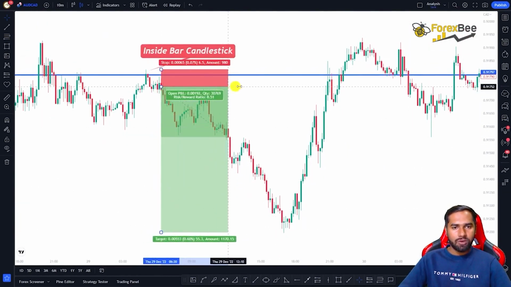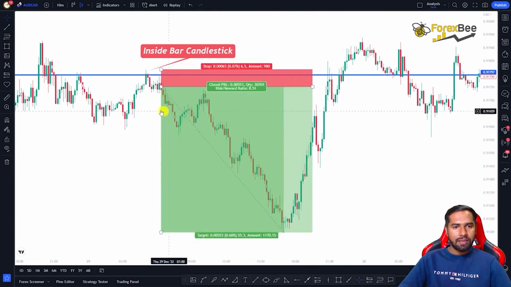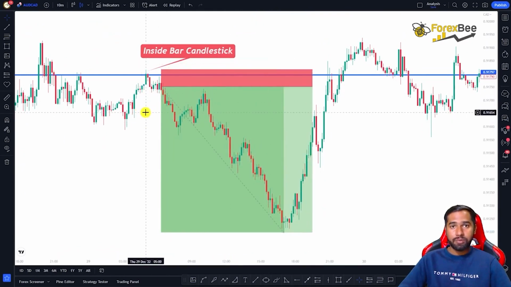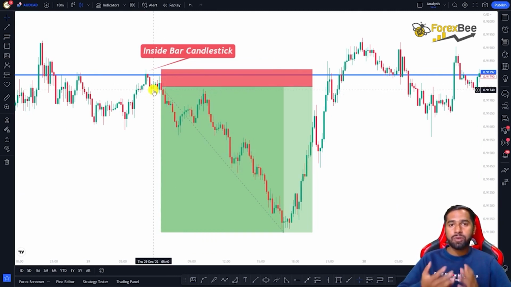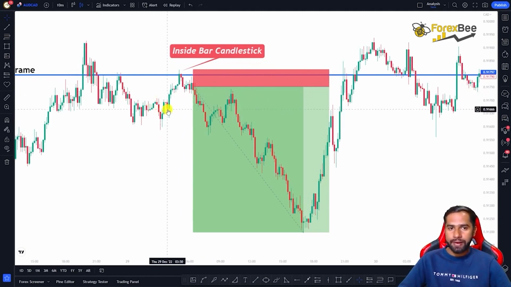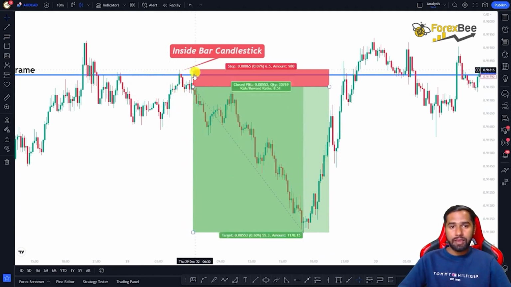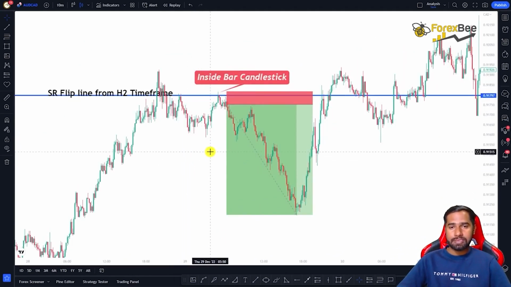So with the combination of SR flip levels and this inside bar candlestick pattern, we were able to combine these two into one analysis and get a trade that worked out very well in our favor. This is how you can combine multiple analyses in order to form a strategy that will be better than trading a single analysis. For example, here we combined the SR flip level with a supply zone, and also the SR flip level with a candlestick pattern. I hope you were able to understand how confluences work and how you can combine multiple analyses to form a very good trading strategy.